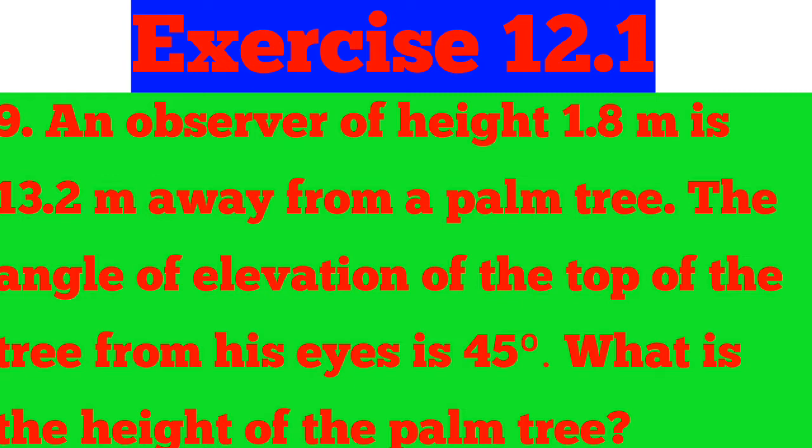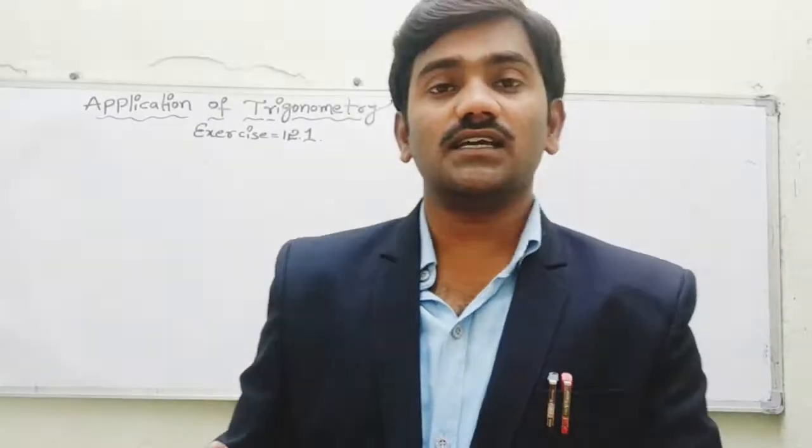Very easy to understand. See, an observer was observing a plum tree with an angle of elevation of 45 degrees from his eyes only. Everybody will observe from his eyes only. The observer height is given here, plum tree height is to be found. So how to draw the diagram of this question? Let us see. At last we need to find out the height of the plum tree here.